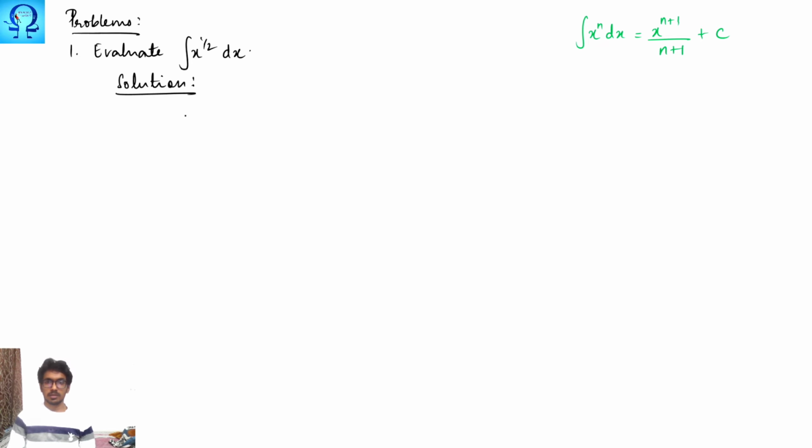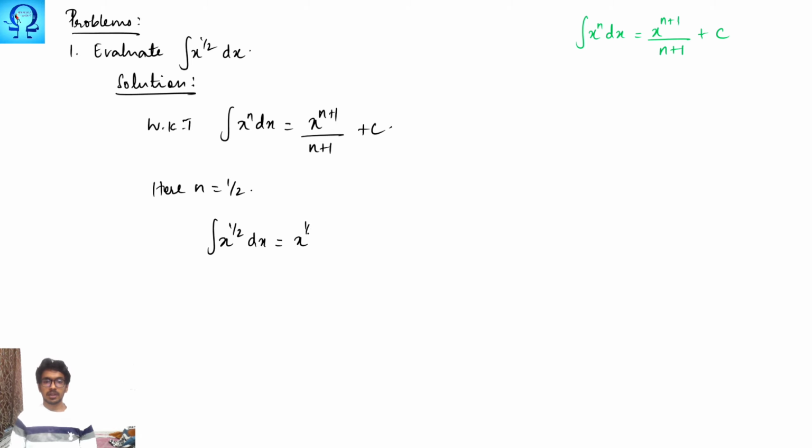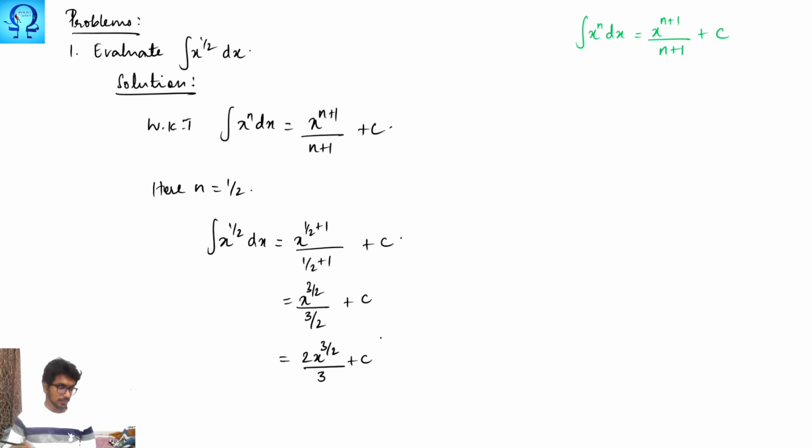Using this formula, we know that integral x power n dx is x power n plus 1 upon n plus 1 plus c. Here n is what? Half. So integral x power half dx is x power half plus 1 upon half plus 1 plus some c. What is half plus 1? It is x power 3 by 2 upon 3 by 2. So this 2 is in the denominator of the denominator, hence you may take it to the numerator. So it is 2x power 3 by 2 upon 3 plus c, right?